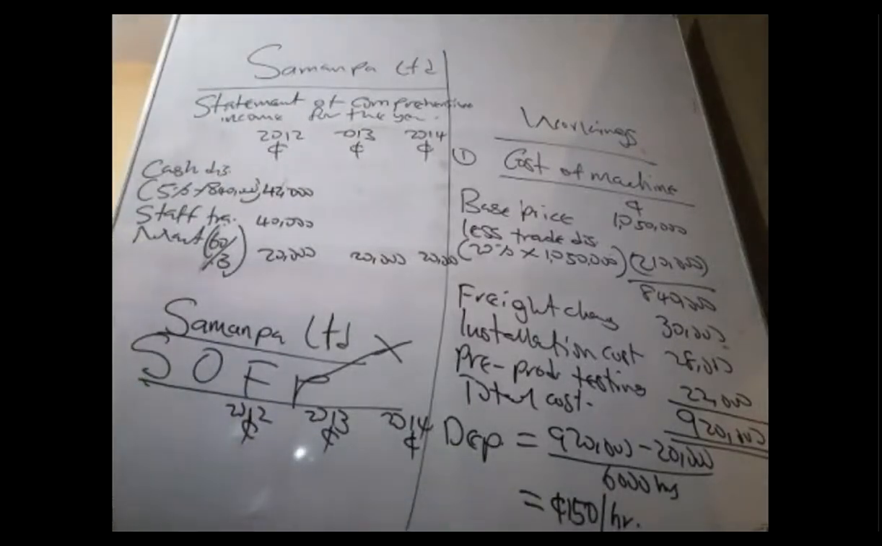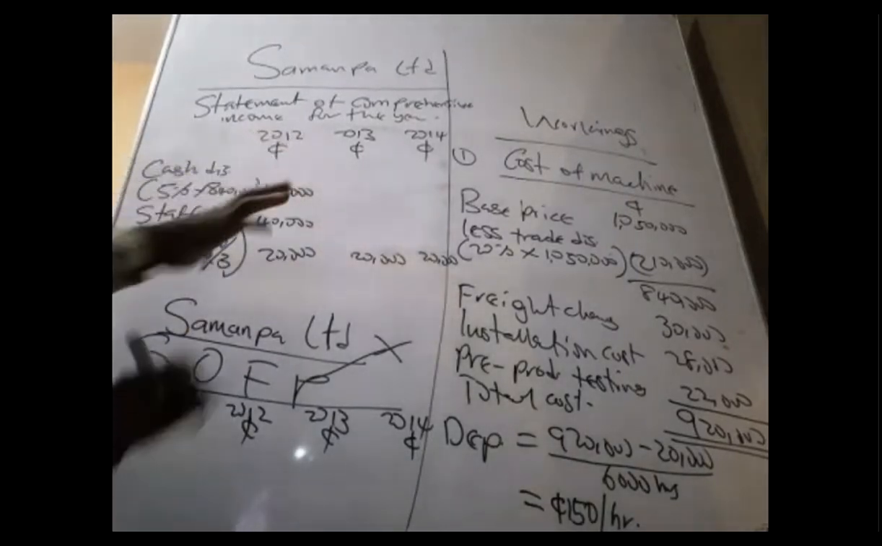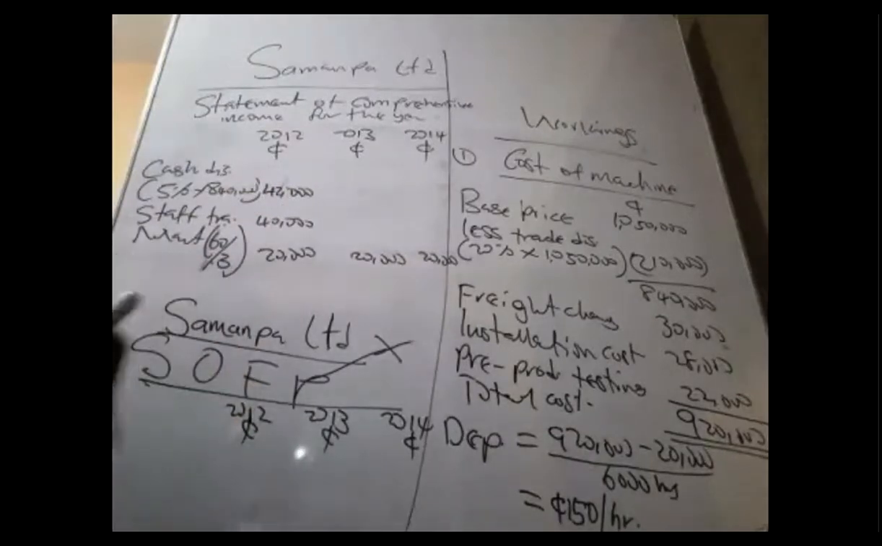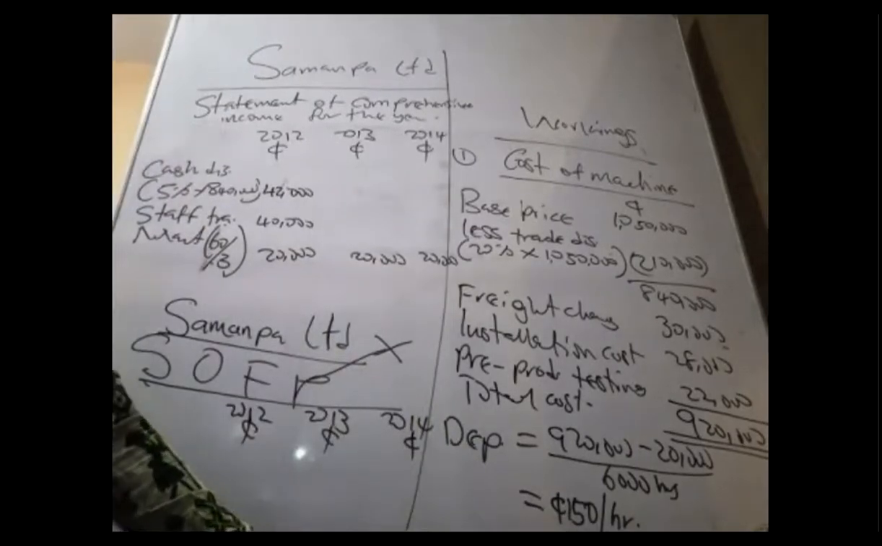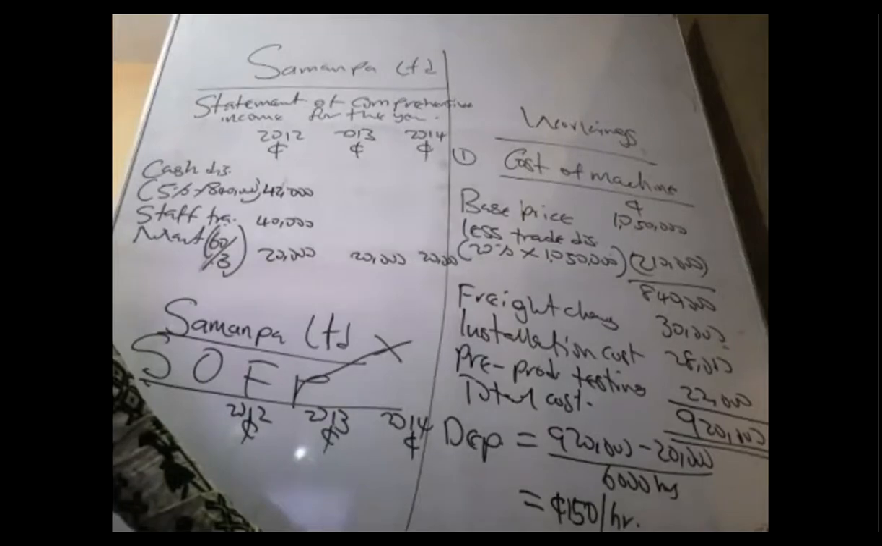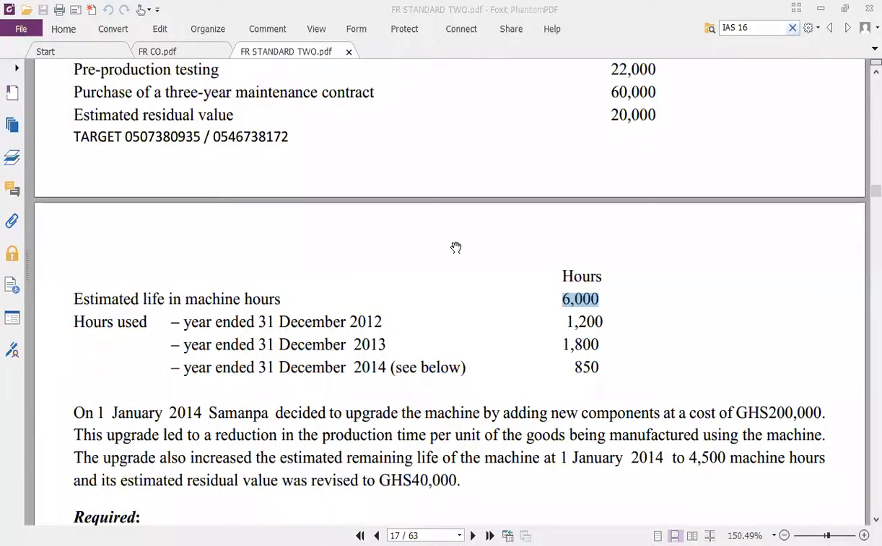So 150 per hour. That means if you want to know the total depreciation for 2012, just relax and ask yourself, how many hours have they used the machine in 2012? That is all. Multiply by 150, and then you are done. So let's go to the question and pick those ones and quickly wrap up with this.